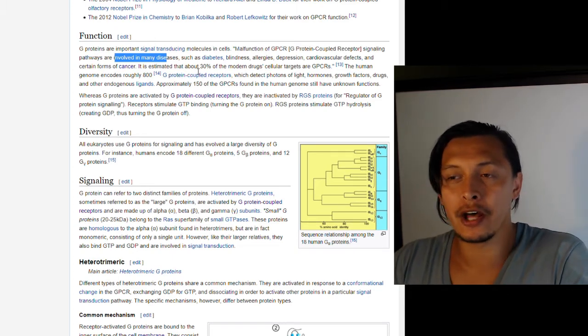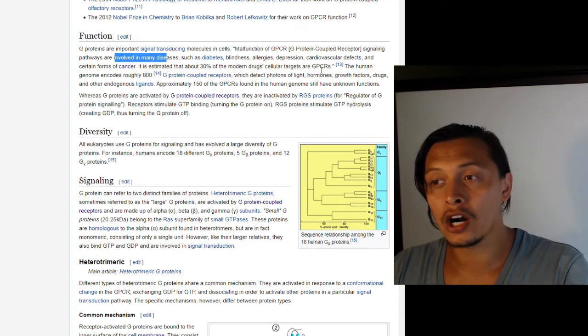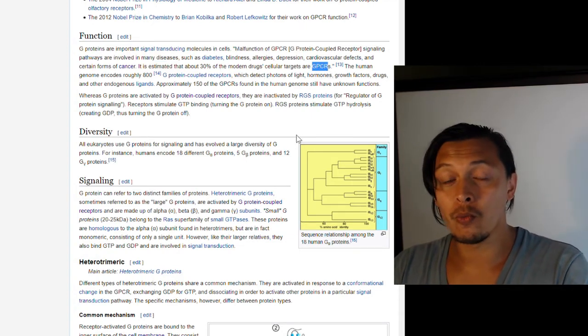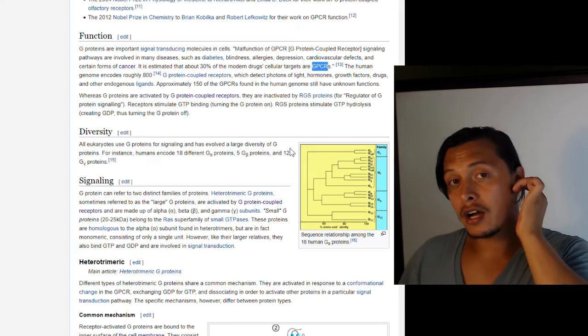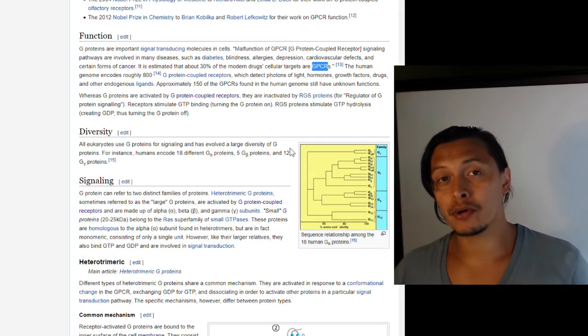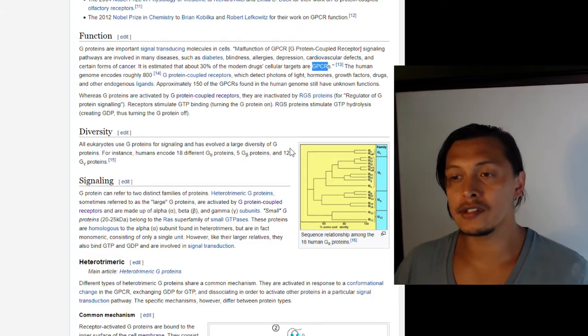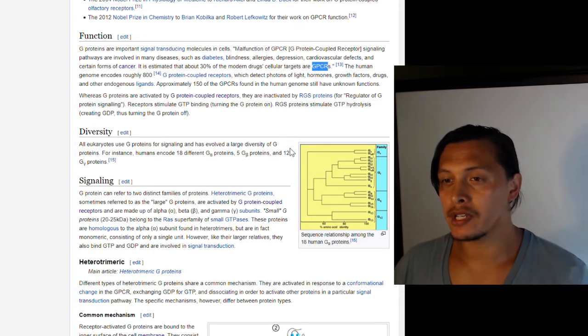It is estimated that about 30% of modern drugs' cellular targets are GPCRs. So 1 out of 3 pretty much. Most of the drugs that you take, or I shouldn't say most, but a good proportion of the drugs that we take today are often targeting one of these 800 or so G protein coupled receptors.